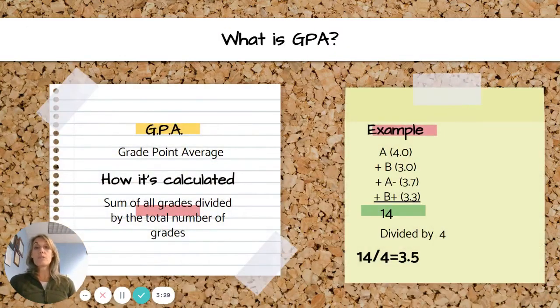What is a GPA? This is how it's calculated. GPA is a grade point average, and everyone has one of these on your transcript. And you'll see more of this when you get to high school. So say this person made an A, a B, an A minus, and a B plus. Each of these has a number assigned to it. When you add all these numbers up, you get 14. Then you divide by the number of grades you have, 1, 2, 3, 4. So 14 divided by 4 equals 3.5.